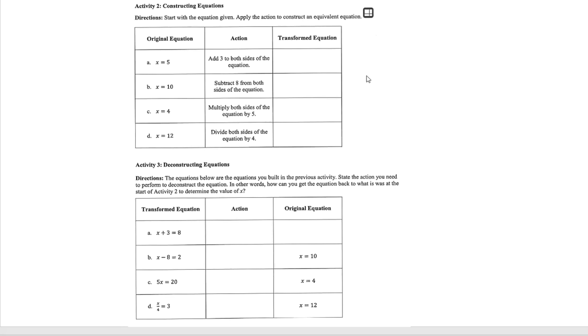Okay, so for activity 2, it says start with the given equation, apply the action to construct an equivalent equation. So this right here, x equals 5, this is our original equation. And now we need to add 3 to both sides of the equation. What that's going to look like for the transformed equation is x plus 3 equals 5 plus 3. And then you guys know that we can actually combine 5 and 3, and we can make that an 8.